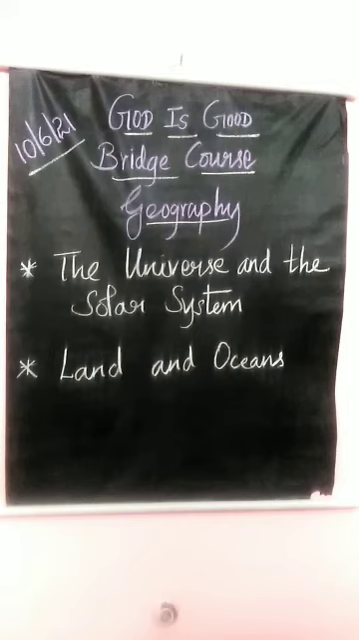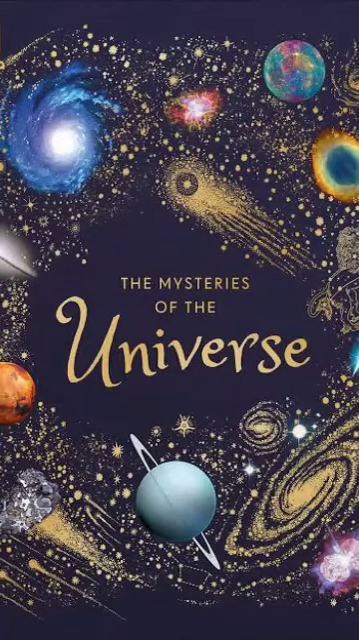In the previous class, we had a short recap in history on what is history and human evolution. In today's bridge course, we are going to concentrate on geography. In geography, at first we are going to recall the topic, the universe and the solar system, and then we are going to have a short recap on land and oceans. Shall we have a short recap? Okay, children, come, let us recall the universe and the solar system.